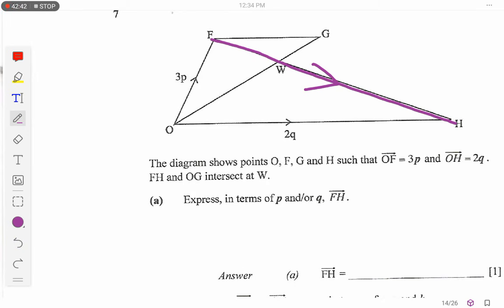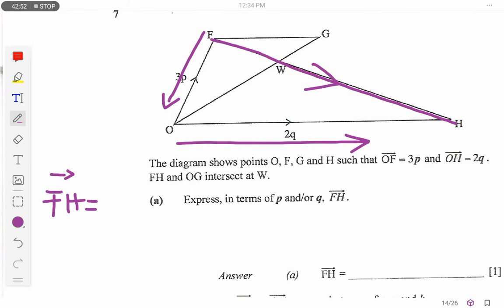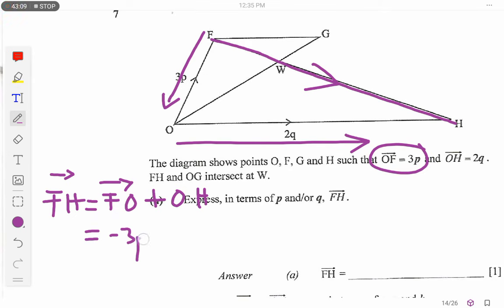So FH, for you to go from F to H, you use this route, you go via O, then you go via H like that. So our FH, we can say, is equal to FO plus OH. You find out we are given our OF as a positive from O to F. The moment we say FO, it becomes negative. So this is going to be minus 3P, plus OH is the same direction, so it's going to be 2Q there. So this is our vector minus 3P plus 2Q like that.